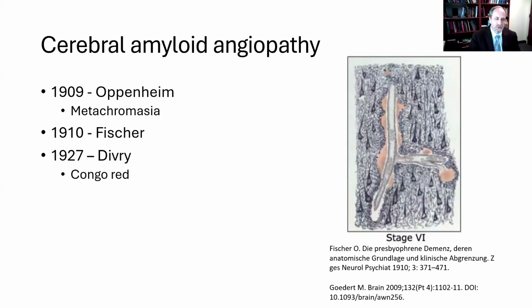The initial description or initial identification of CAA is generally accredited to Oppenheim, where he noted metachromasia in the vasculature. Oscar Fischer published in more detail and included very nice illustrations actually of probably what we would call cerebral amyloid angiopathy today. You can see the picture there, reprinted from a 1910 publication, showing what looks like capillary CAA. In 1927, it was found to be congophilic, not just the plaques, but the vasculature. So congophilic angiopathy, so to speak, has been around for about 100 years.